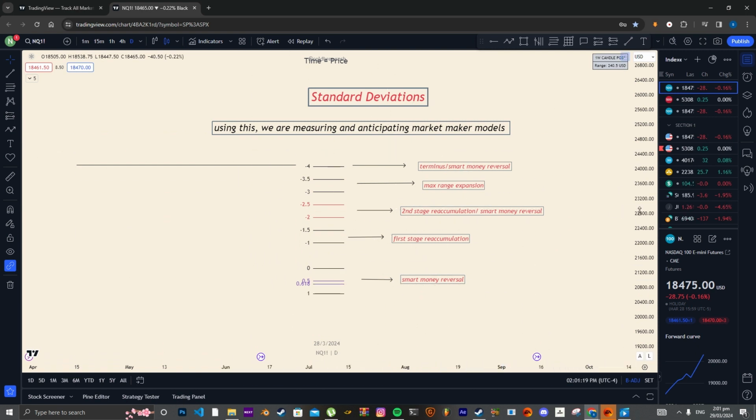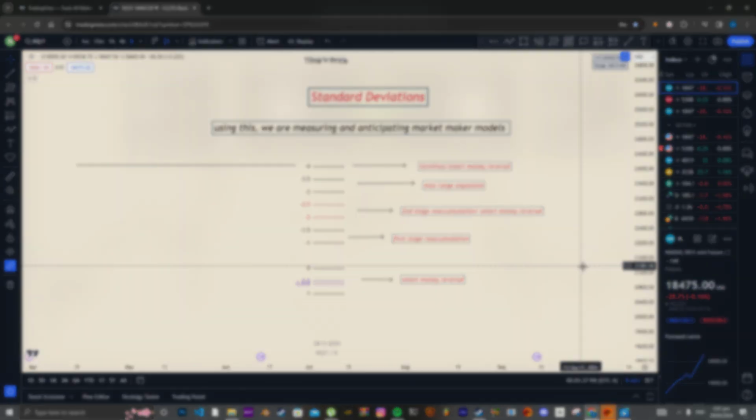I'll show you guys the manipulation leg example, I'll show you guys the breaker example, and then I'll show you guys the distribution leg example, and then I will show you guys the wick example, which I love to use, especially on a daily candle, because it helps you predict the high of day or the low of day in a market maker model. So yeah, let's jump into it.